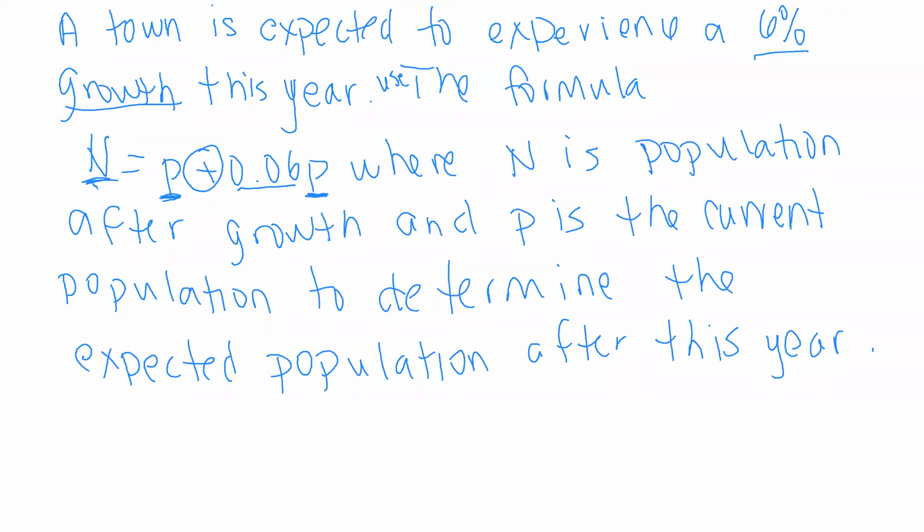Okay, so this is a situation where you've been given a formula, but it's for a very specific situation. You've been given a formula that fits one very particular situation. This formula right here can't be used for anything other than a town expecting a 6% growth. Okay, so let's go and figure this problem out. We need one more bit of information. We have n equals p plus 0.06p. We can use this formula to figure out the population of any town that is experiencing a 6% growth.